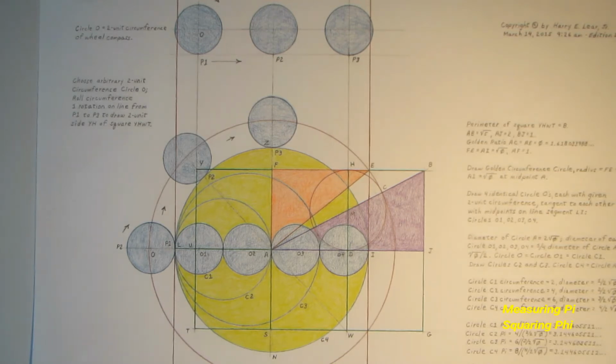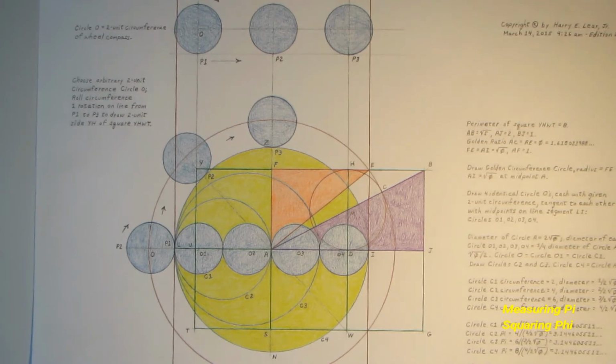The next thing we want to do is divide this square, YHWT, into 4 equal inside squares, each 1 unit. 1, 2, 3, 4, 1, 2, 3, 4. Each one of these is equal. Then we want to extend one of the 1 unit squares out some more, another 1 unit, in order to create a rectangle FBJA. Why do we want to do that?